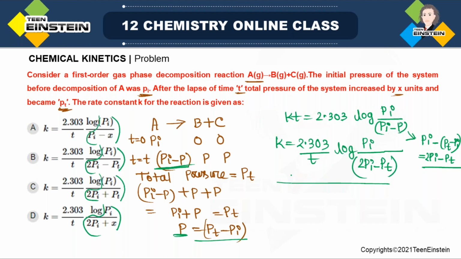Any doubt? This one is matching, isn't it? Here in the denominator 2Pi minus Pt. So here we have not even used the term X. That is not required.